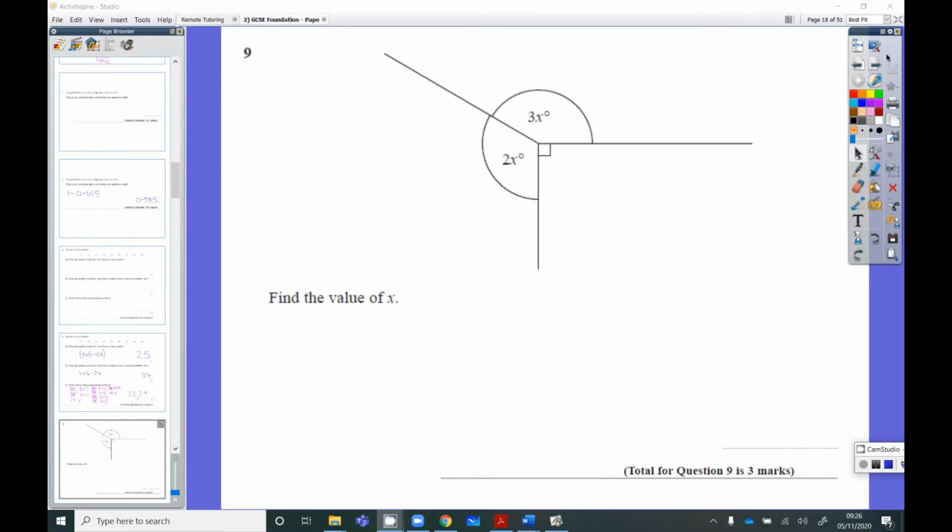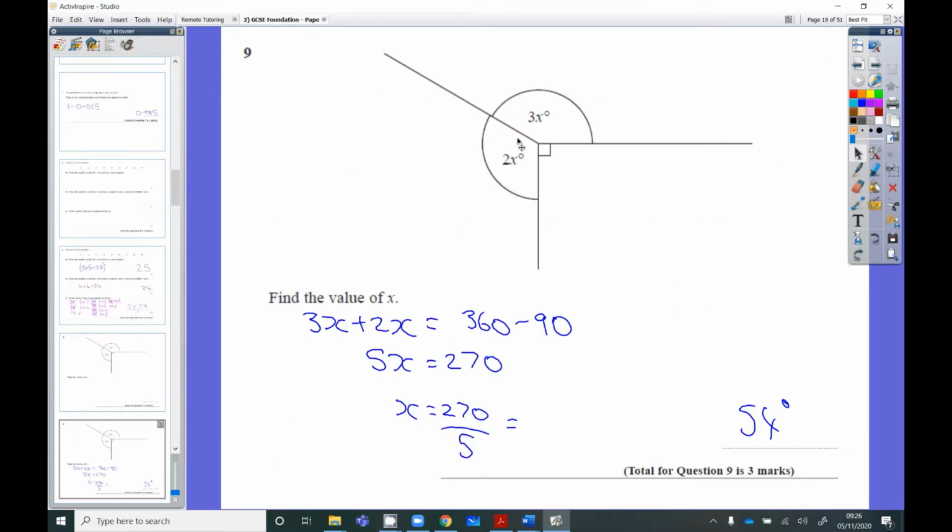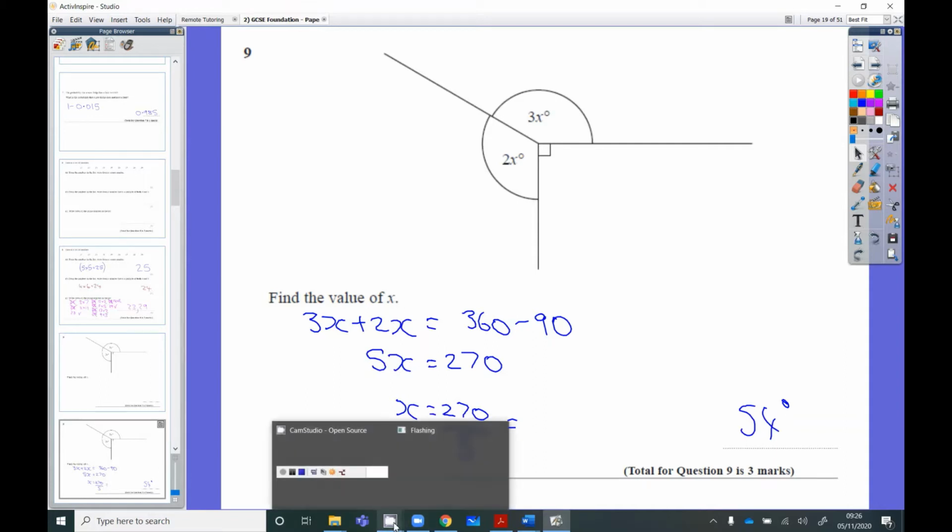Question 9. Well, we know the angles about a point add up to 360 degrees. So all the way around the circle is 360. And this bit here is a right angle, that's 90 degrees. So the rest of the circle, the 2x plus the 3x, added together equals 360 take away 90. So 3x and 2x is 5x, which is 270. Divide both sides by 5. We get x equals 270 divided by 5, which is 54 degrees.